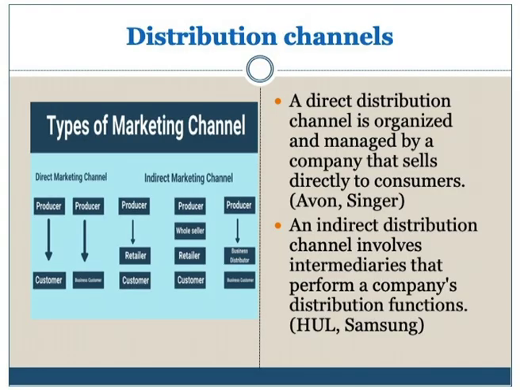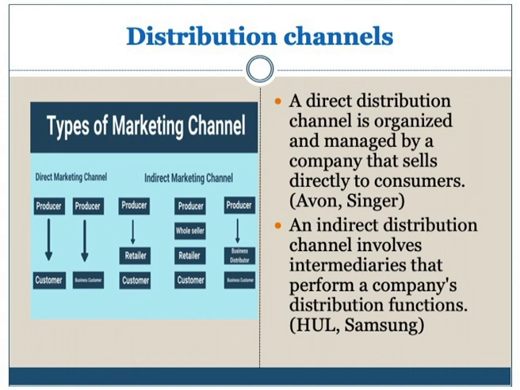We have another type of distribution called indirect distribution, in which the company takes the help of middlemen. Indirect distribution channel involves intermediaries that perform a company's distribution functions. The company may give away the entire distribution activity or only a part of it to the middlemen or to third parties, who are called marketing channels. HUL, the FMCG (fast moving consumer goods) company, and Samsung Electronics follow indirect distribution. The types of marketing channels are shown in this figure.